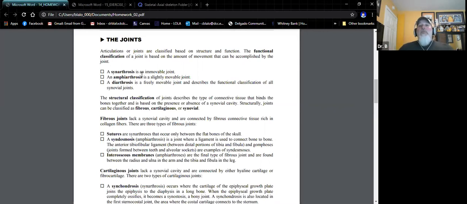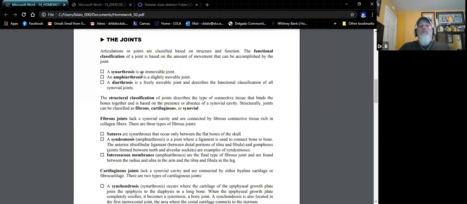A synarthritic joint is an immovable joint. That means that we cannot create any freely movable motion associated with the joint between those two bones. An amphiarthrosis is a slightly movable joint, and a diarthrosis is a freely movable joint. So when we talk about the functional classification, basically what we're using is how much movement we get within this joint. And when we talk about a joint specifically, we're talking about where two bones come together. We're not talking about multiple bones. We're just talking about where two bones are going to come together.